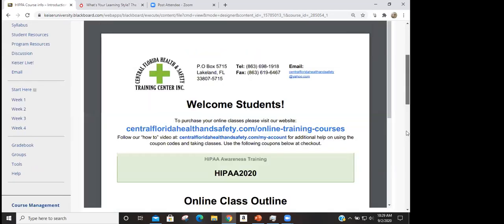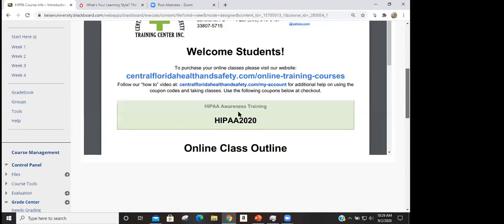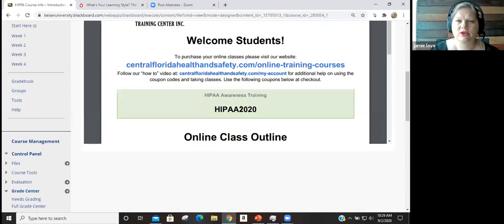Okay, why does it not look like it's opening? Okay, this is the coupon code, HIPAA 2020. So when you log into the website and you go to checkout, you're going to put in that, and it's not going to charge you.